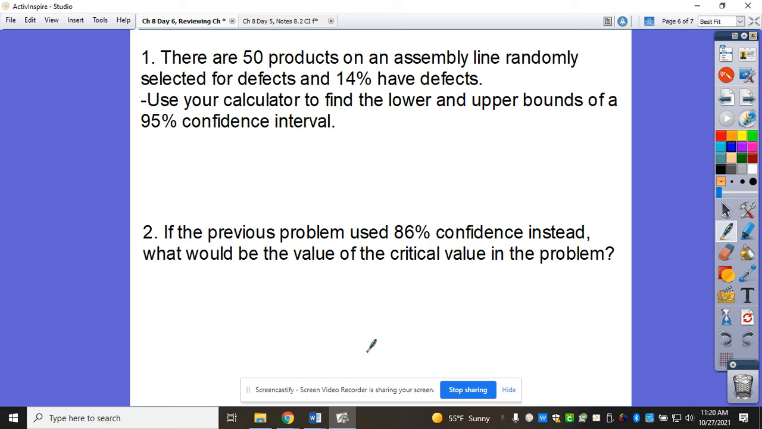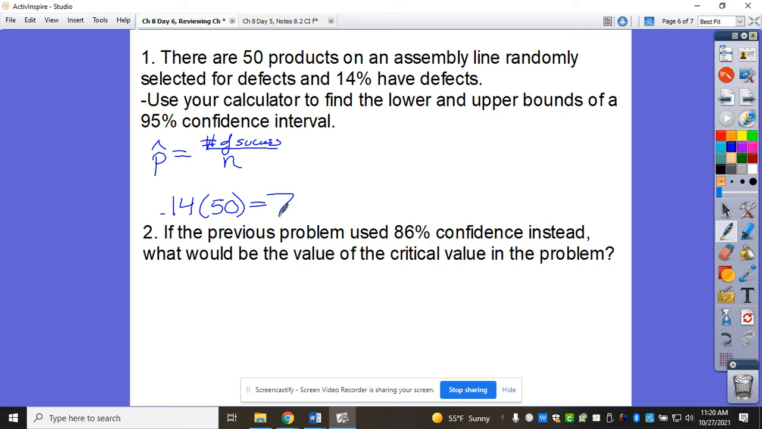Usually problems give us X and N. What is X? Number of successes. It's our p-hat. Usually it gives us this one and this one, but this one gives us this one and this one. So can we just do math to figure out what X is? 14% of 50 is how you figure out how many successes you have. You could type that in there.